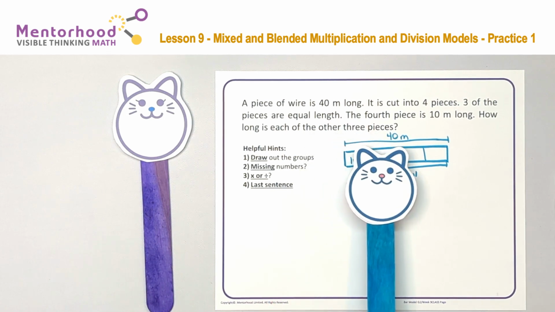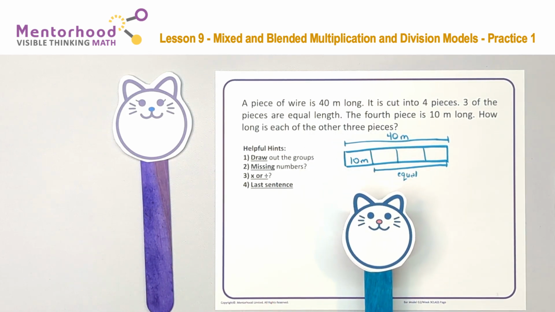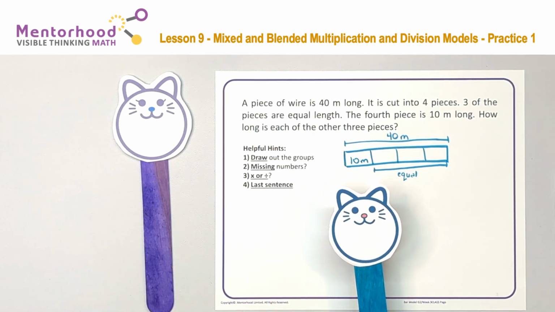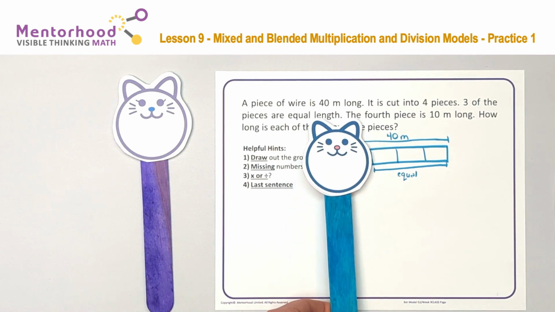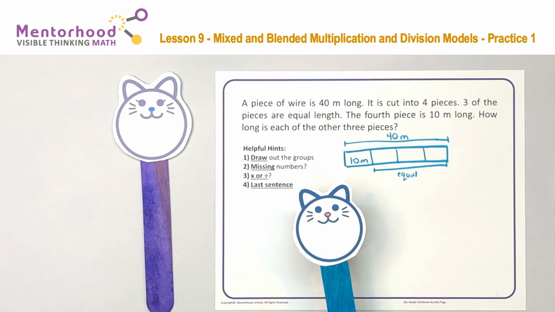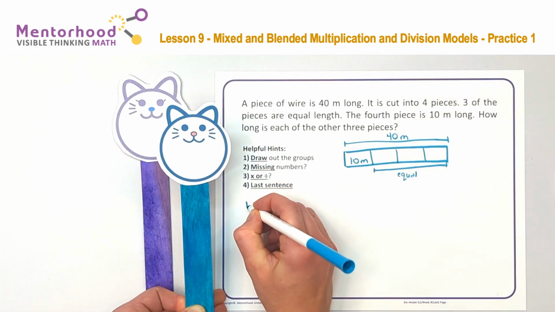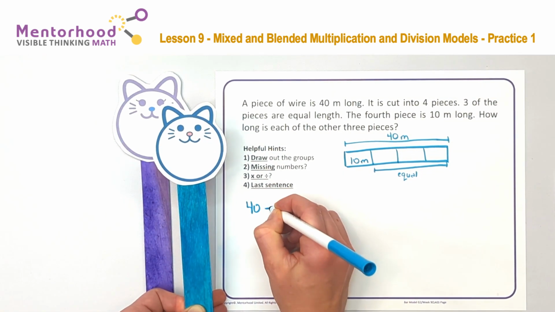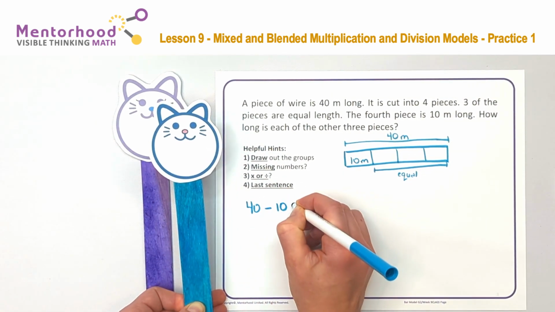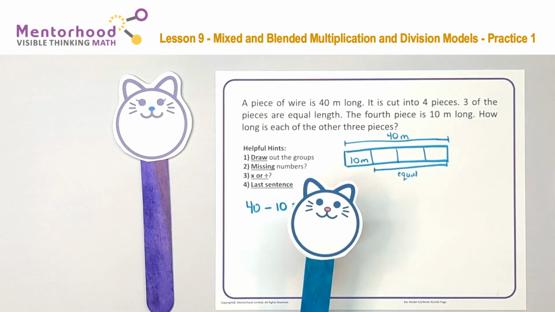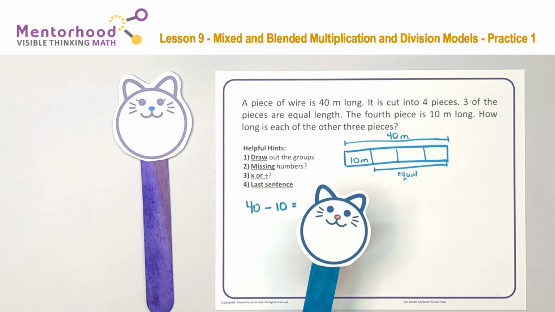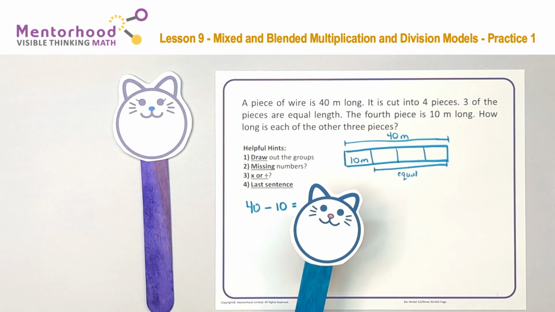Would it be less than 40 or more than 40? Yep, less than 40. So maybe I should simply take out the 10 meters. How should I do that? I can do that with subtraction. Let's write a number sentence. 40 minus 10 equals. Does anybody know what 40 minus 10 is? Yeah, that one's easy to do in your head. That's 30.